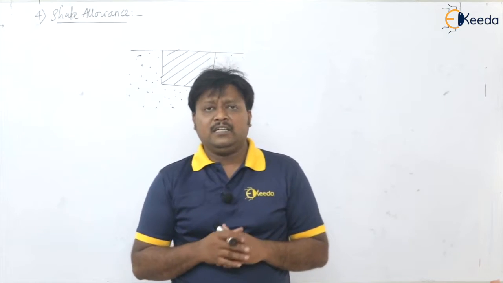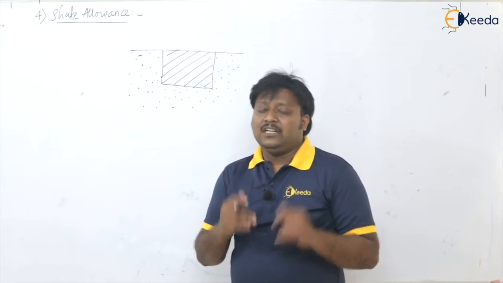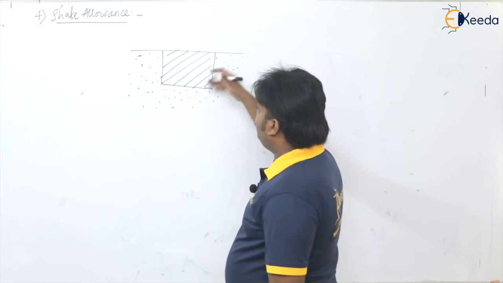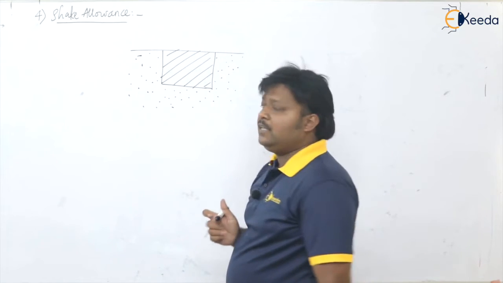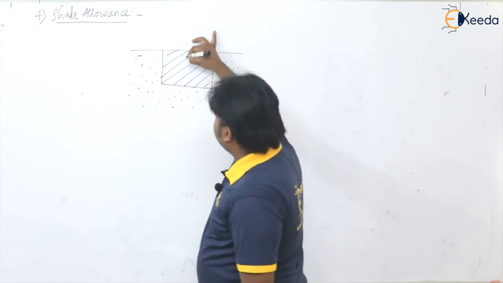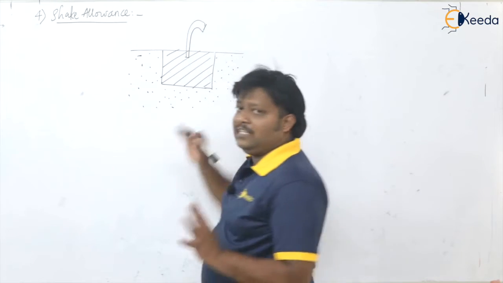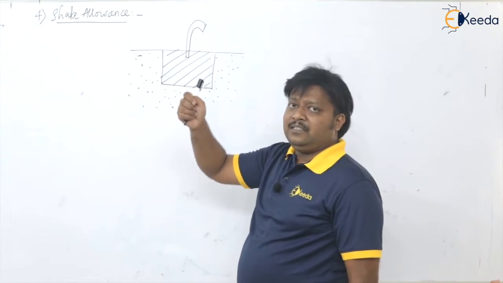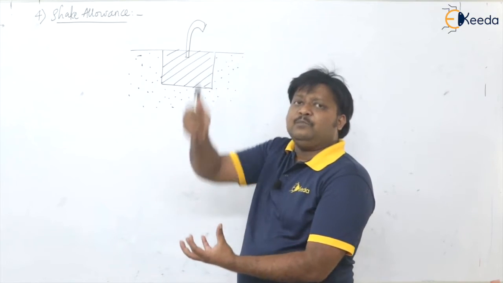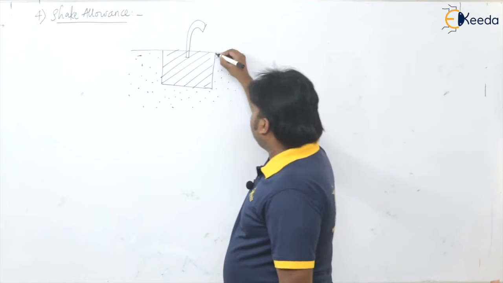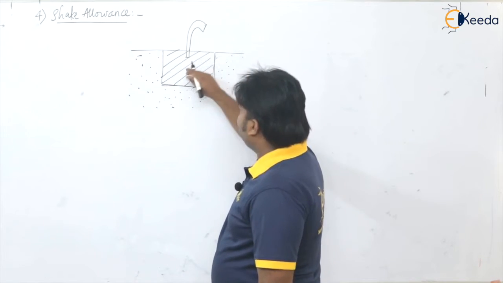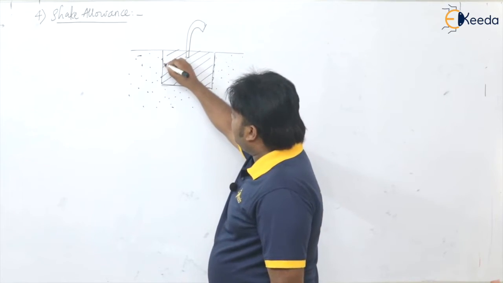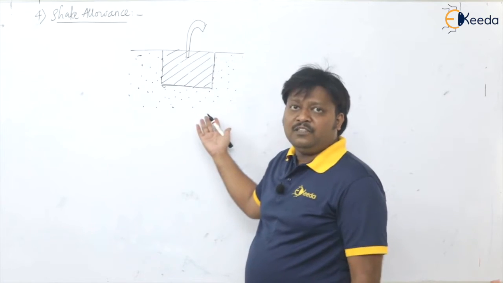Okay, now see here, why are we going to provide this shake allowance? The thing is that when the molding is over and we want to lift the pattern, what happens is that because sand has the adhesion property, the sand is going to adhere to this pattern material. When we lift the pattern, it sticks to the sand and comes out with the sand. If the sand sticks to this pattern and comes out with it, it will definitely damage the mold surface that we have made just now, isn't it?